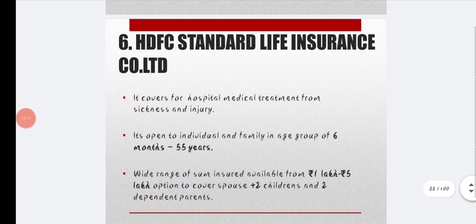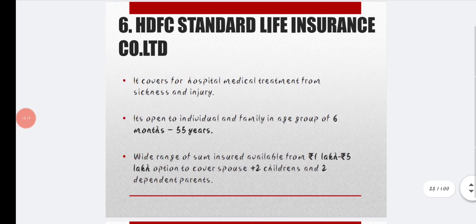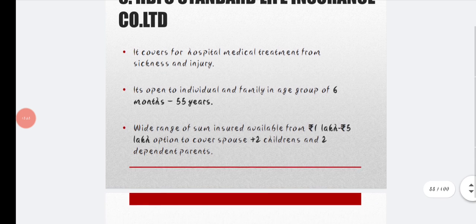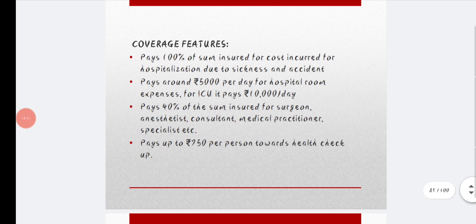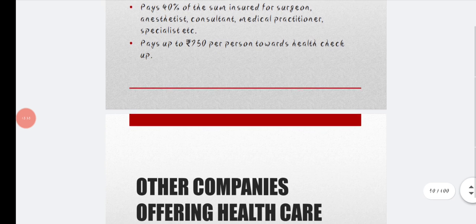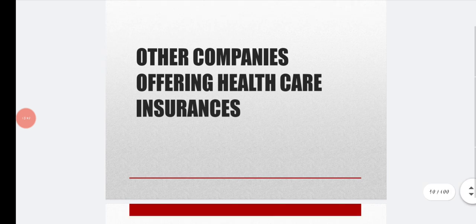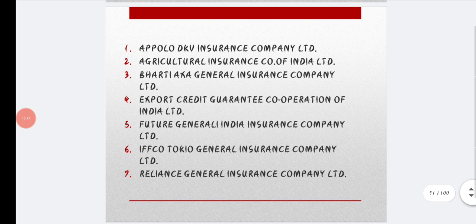Next is HDFC Standard Life Insurance Corporation Limited. It covers 6 months to 55 years, and the sum insured is 1 lakh to 5 lakh. Coverage, it's related to the hospital, 100% payment will be there, and ICU it pays extra 10,000 per day. Other companies offering healthcare insurance are Apollo DKV Insurance Company Limited, Agricultural Insurance Corporation of India Limited, Bharti AXA General Insurance Company. So like this, there are many.